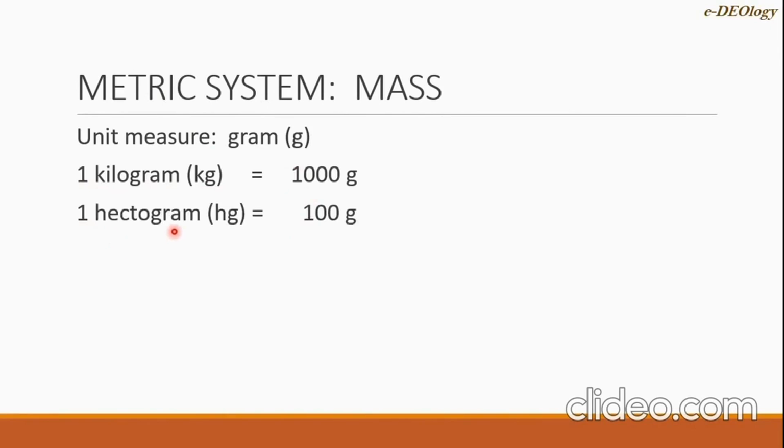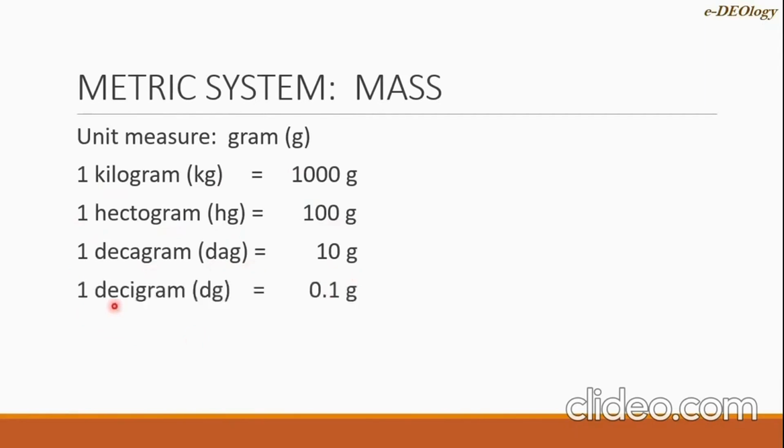The next is hectogram, with a symbol hg. So 1 hectogram equals 100 grams. The next is decagram, with a symbol dag. 1 decagram equals 10 grams. The next is decigram. The symbol is dg. 1 decigram equals 0.1 gram. And we may write also that 1 gram equals 10 decigrams.